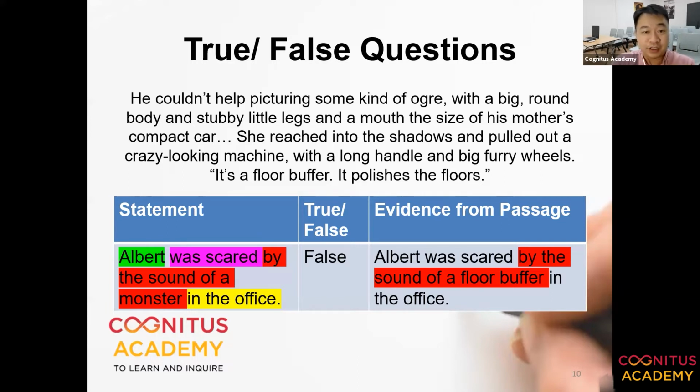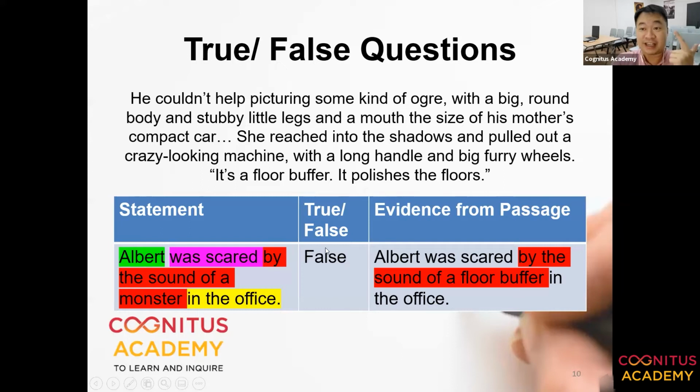If I look carefully, I will notice that the sound that caused Albert some distress was this whirring sound. And then when he asked for the source of this whirring sound, the lady, the janitor, the cleaner, said she reached into the shadows and pulled out a crazy looking machine with a long handle and big furry wheels. It's a floor buffer. It polishes the floors. So now I know that the portion in red, the sound of a monster, is proven false.